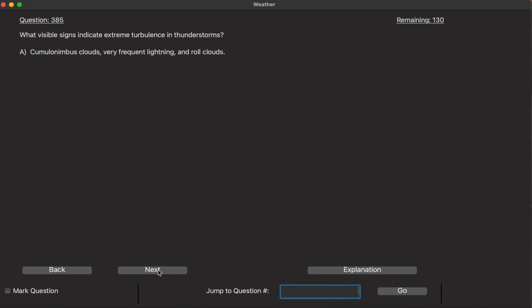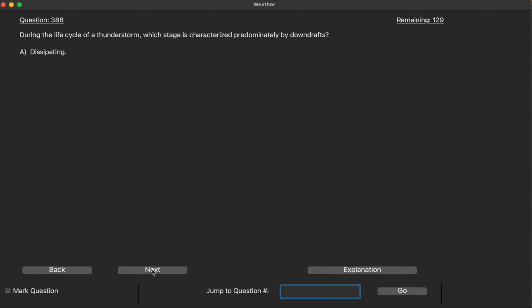What visible signs indicate extreme turbulence in thunderstorms? Cumulonimbus clouds, very frequent lightning, and roll clouds. Extreme turbulence in thunderstorms: cumulonimbus clouds, very frequent lightning, and roll clouds.